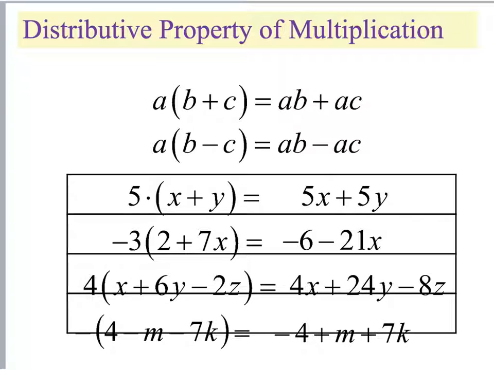The next one that we have is negative 3 times 2 plus 7x. That will distribute to negative 6 minus 21x. Same thing on the next one, we distribute the 4 to the x, the 4 to the 6y, and the 4 to the negative 2z, which will give us an equation of 4x plus 24y minus 8z. This next one you can't see very well, but we have a negative outside of the parentheses, and inside the parentheses we have 4 minus m minus 7k.